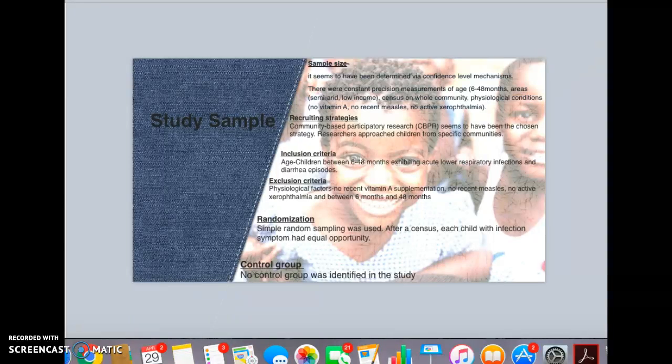The recruiting strategy, community-based participatory research, seems to have been the chosen strategy. Researchers approach children from specific communities. Inclusion criteria: children between 6 to 48 months exhibiting acute lower respiratory infections and diarrhea episodes. Exclusion criteria: the physiological factors: no recent vitamin A supplementation, no recent measles, no recent xerophthalmia, and between 6 months and 48 months.